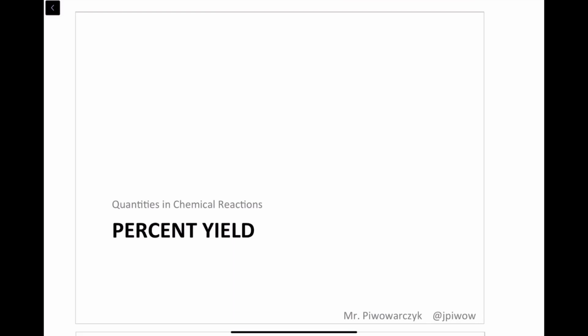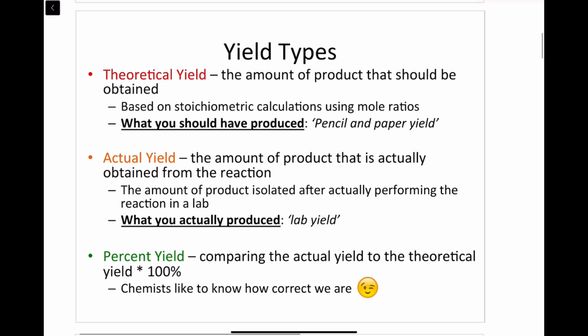Hey folks, welcome to this lesson on percent yield when we're talking about stoichiometry and quantities in chemical reactions. Before we begin, let's refresh our memory as to how we got here. We were talking about stoichiometry and particularly looking at the limiting reagent.